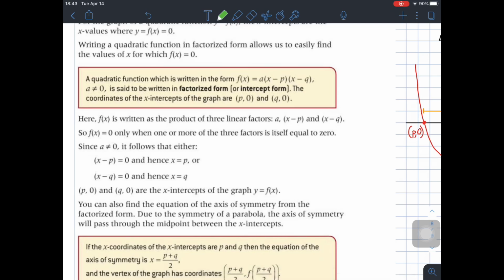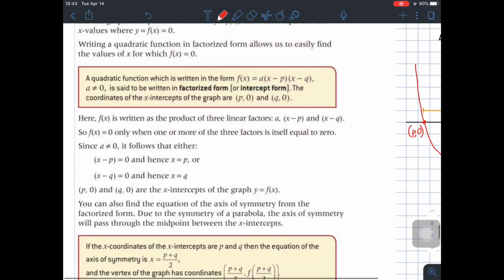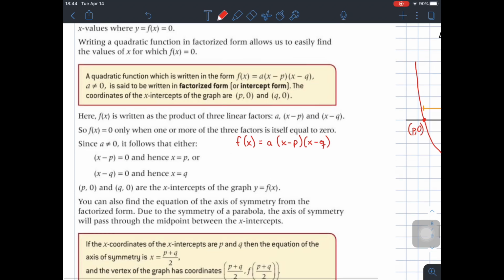So, if we solve for x, we would take the p to the other side, we would get that x equals p, and in the other case, we would get that x equals q. So these two values represent the x-intercepts of the graph, right? Because just to make this clear, if I set a times x minus p times x minus q to 0 in order to find the x-intercept, let me write that here. X-intercept means that y is 0.